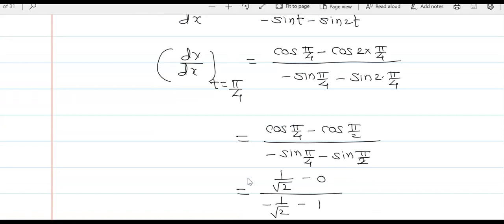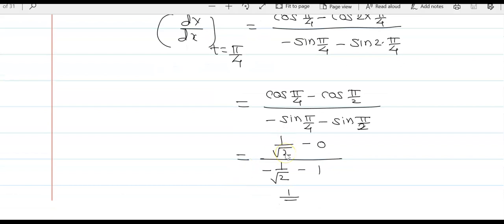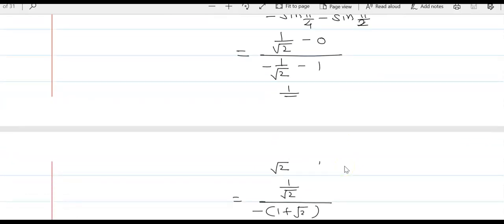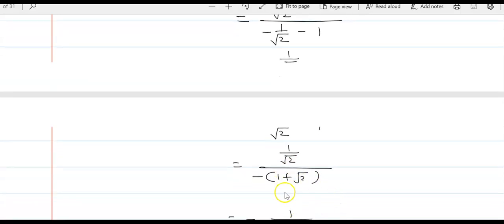Now see this simplification. Here is 1 upon root 2, minus 1 upon root 2 minus 1. What is happening here? Here is 1 upon root 2, and if we simplify this, that is minus 1. Take the minus sign as common. That is minus 1 plus root 2 upon root 2. The numerator has a root 2 and the denominator has a root 2, that root 2 gets cancelled.